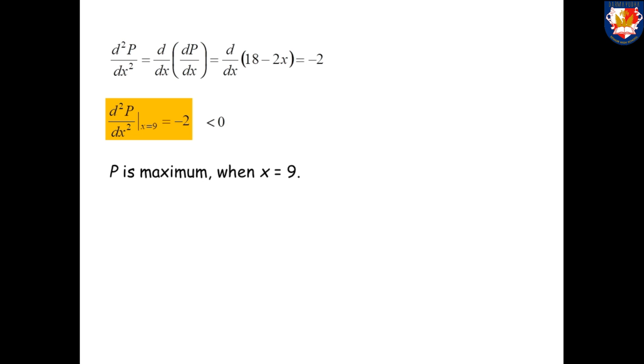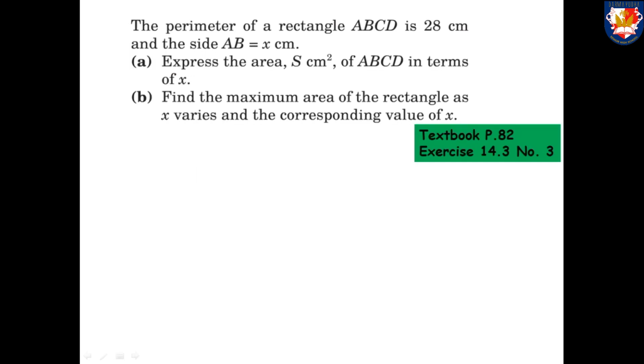It means that we have to substitute x = 9 into the original function. So the maximum value of P is P(9) = 18 × 9 − 9². P(9) = 81. So the maximum value of P is 81. This is the other example.